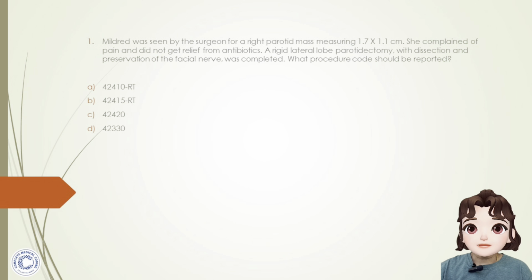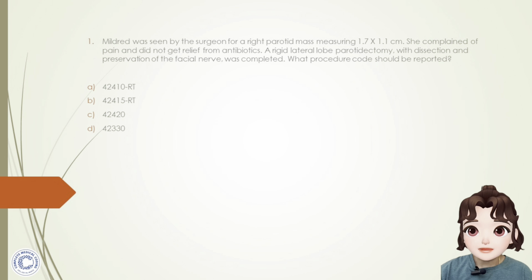So first question, Mildred was seen by the surgeon for a right parotid mass measuring 1.7 by 1.1 centimeter. She complained of pain and did not get relief from antibiotics. A right lateral lobe parotidectomy with dissection and preservation of the facial nerve was completed. What procedure code should be reported?